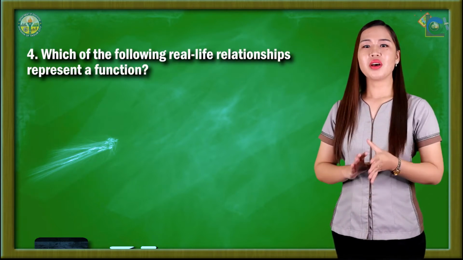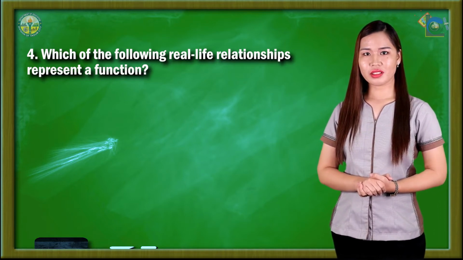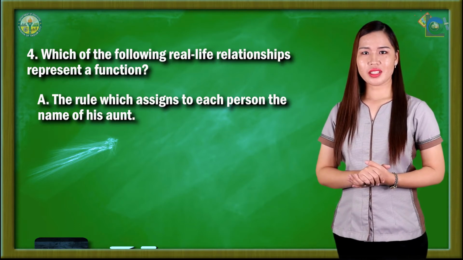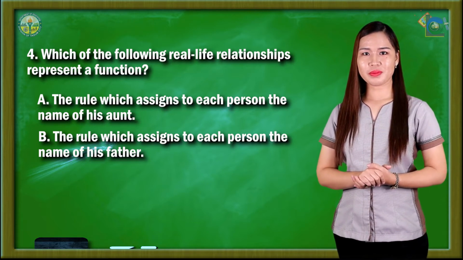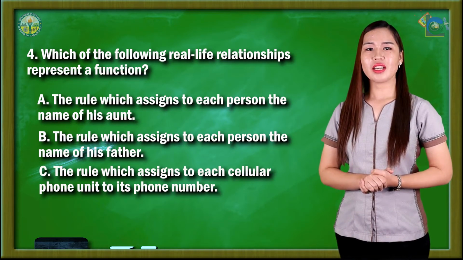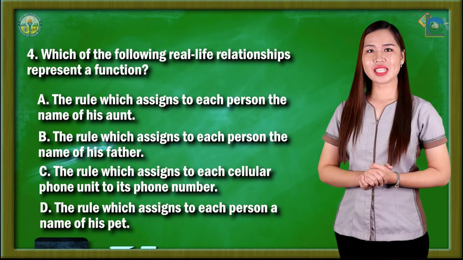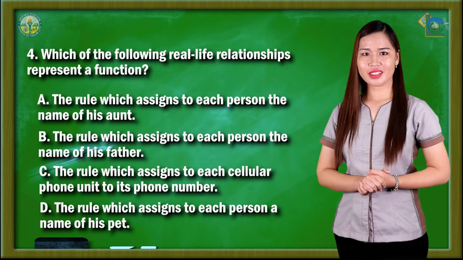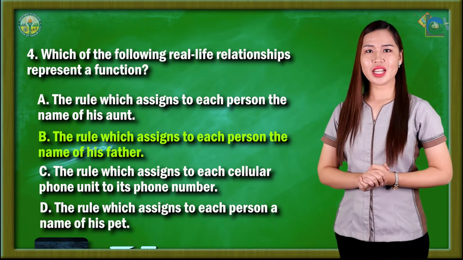Question number 4. Which of the following real-life relationships represent a function? A. The rule which assigns to each person the name of his aunt. B. The rule which assigns to each person the name of his father. Letter C. The rule which assigns to each cellular phone unit its phone number. Letter D. The rule which assigns to each person a name of his pet. The correct answer is letter B, the rule which assigns to each person the name of his father.